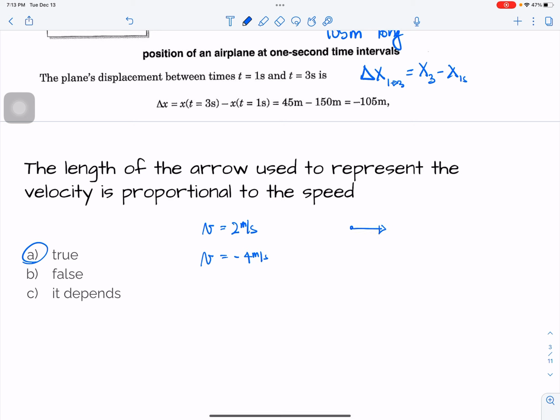that would be our 2 meters per second. And then the other one I want to make twice as long. Let's see if I can do that. That's about twice as long. And I'm doing the negative because negative is to the left in this case. Twice as long to the left. So that's what your vectors should look like.